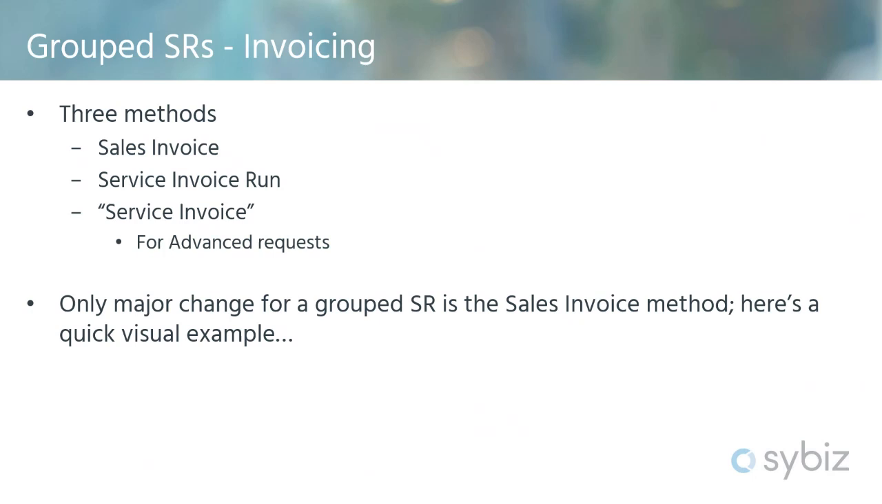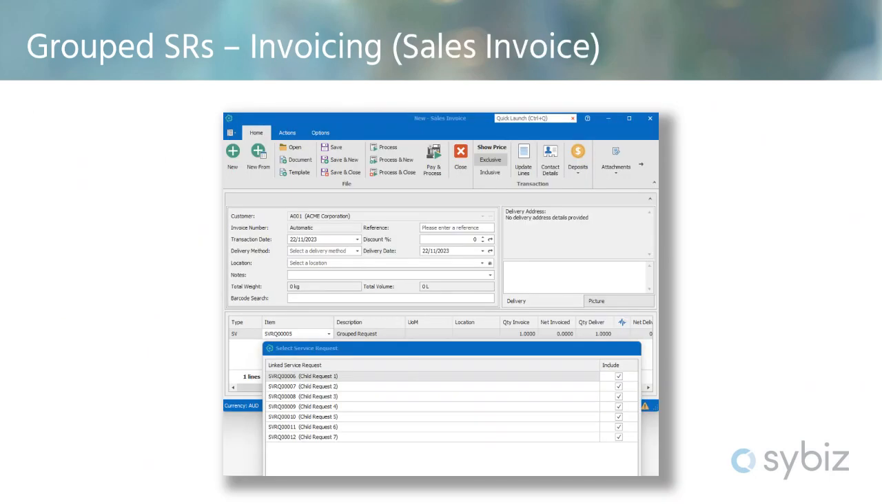However, the grouped service request sales invoice method has changed a bit, because you can now, when selecting the container request, the parent request, it's going to pop open all those child requests that are linked to it. And you can choose to include however many you want. So let's say for some reason you're invoicing out daily and you got through requests 1 through 4, you could just unselect 5, 6, 7 and worry about those tomorrow.